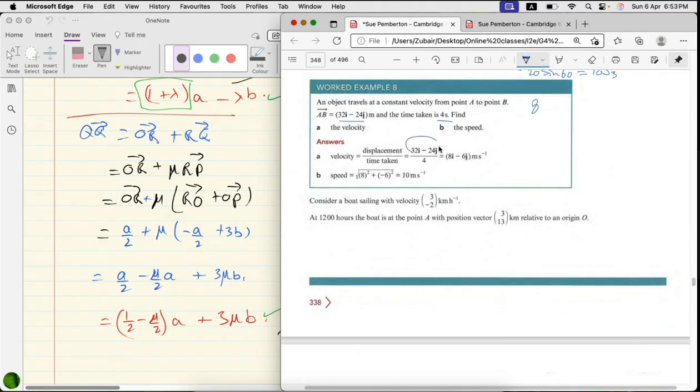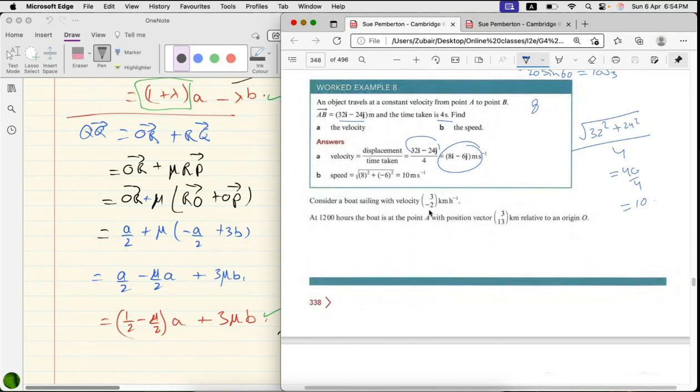Either we solve from these two, like the square root of 32 squared plus 24 squared, and then divide by 4, or just use this and find the magnitude, and we are getting 10. I'm also checking with the square root of 32 squared plus 24 squared. I'm getting 40. So that's 40 by 4, and we end up with the same answer. 10 meters per second is the speed, and 8i minus 6j is the vector quantity, that is the velocity.